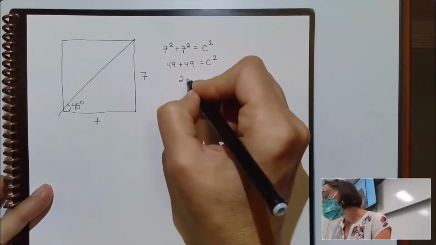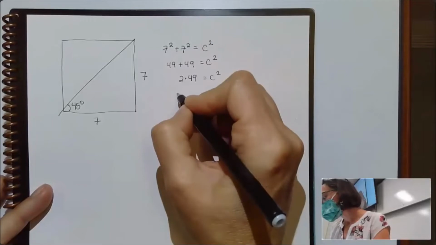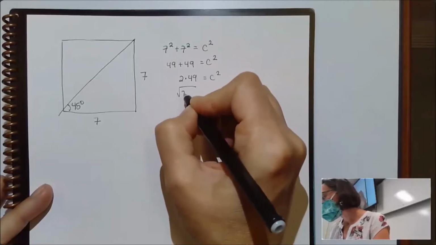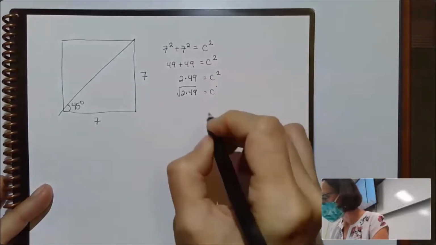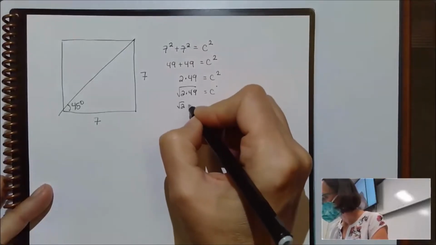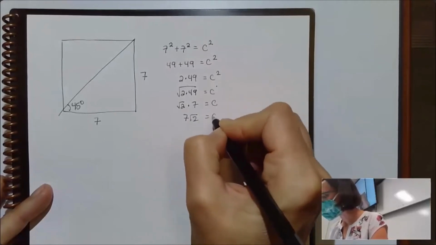That's 2 times 49, which means the square root of 2 times 49 is equal to c. So the square root of 2 times 7 is equal to c. So 7 square root of 2. That's my last side.